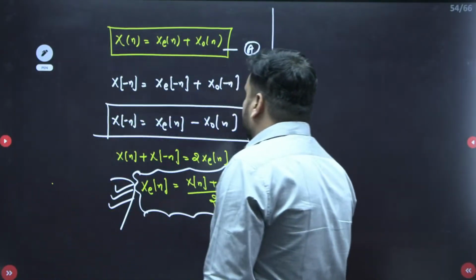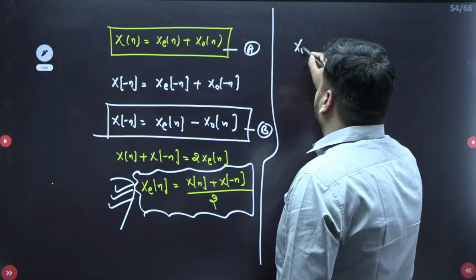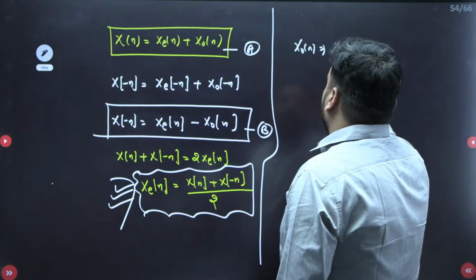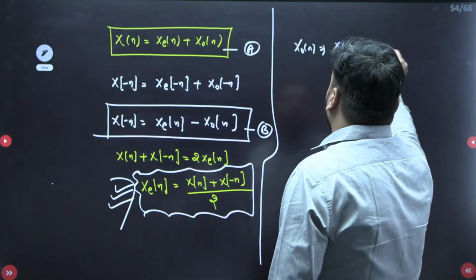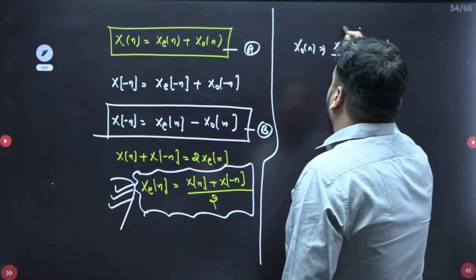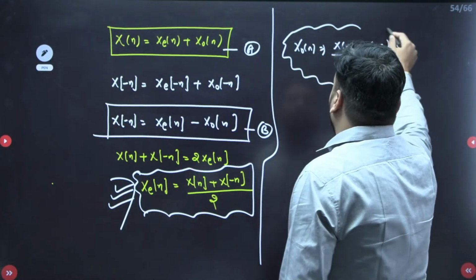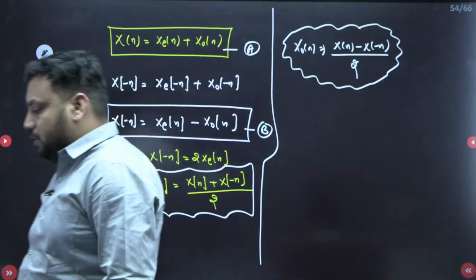Now you should also tell me what about x odd part of n. Similarly, if you subtract, you will get x of n minus x of minus n upon 2. It is quite similar to the CT domain, the continuous time domain. It is quite similar.